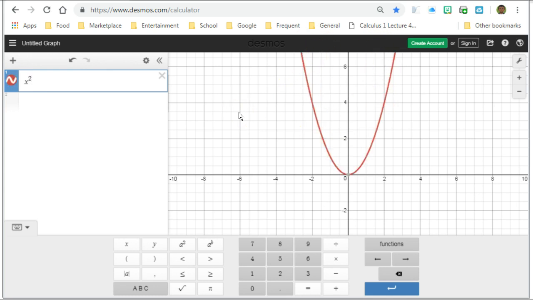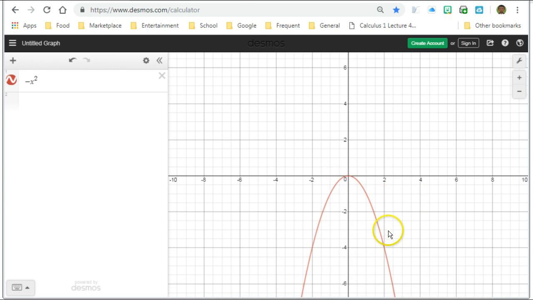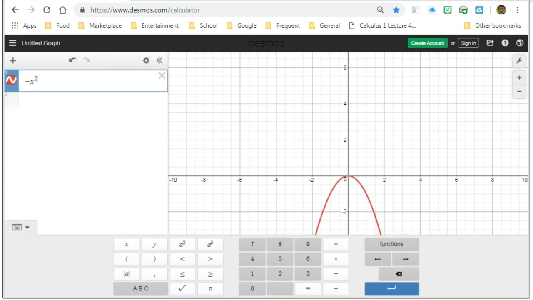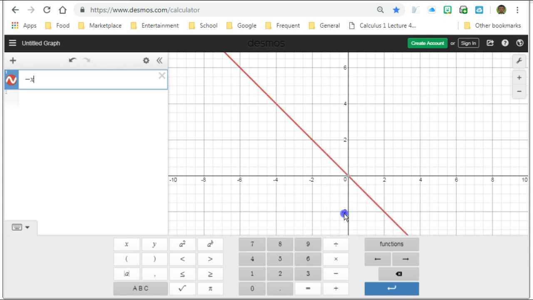Now let's go back to x squared. If I make the leading coefficient negative, I put a negative in the front, see how it just turns the whole graph upside down? And again, it doesn't matter if this was the fourth power or the 20th power, the end behavior remains the same. Now, what about odd powers?